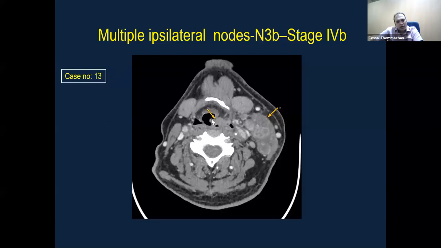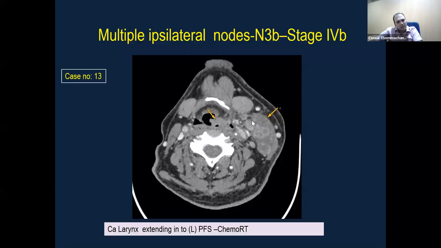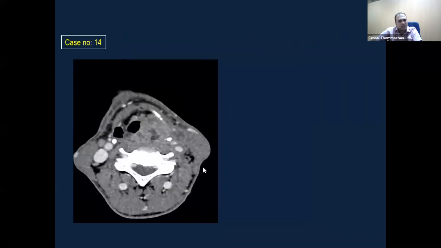And here you have a lesion involving the left piriform fossa. Can you make out? This is the aryepiglottic fold on the right side. On the left side you cannot make out. The piriform sinus tumor is extending into the aryepiglottic fold and into the paraglottic fat and posterior pharyngeal wall, but prevertebral muscles are intact. It's a T2 disease. And multiple matted nodes infiltrating the sternocleidomastoid, so it becomes N3B disease. Stage 4B. The standard treatment is concurrent chemoradiation.